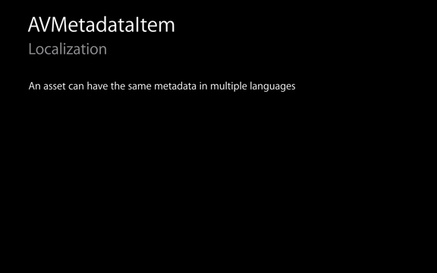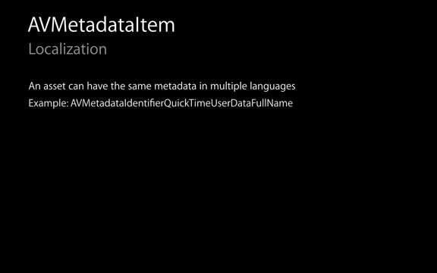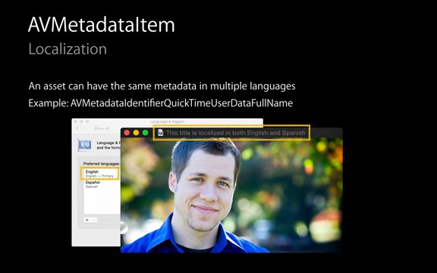So back to that whole multiple titles in one asset thing. Well, one reason we might have that is if we have the asset localized in multiple languages. So an asset can have the same metadata items in multiple languages. The example that we're going to talk about is QuickTimeUserDataFullName, that identifier. If you use this identifier in your files, then QuickTime Player, for example, can pick up the title and display it in the title bar. So this is just yet another example of how metadata is used in our applications.